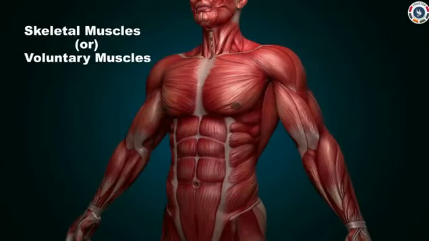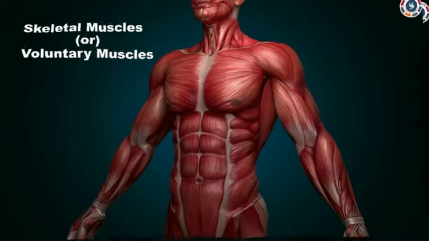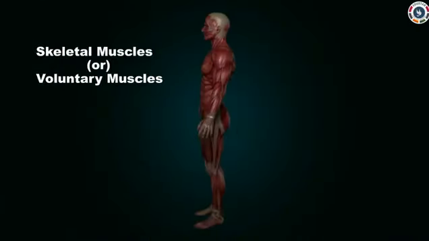Skeletal muscles or voluntary muscles. What do we mean by voluntary muscles? The muscles that we can move and are under our control are known as voluntary muscles. It is the only voluntary muscle tissue that can be controlled in a conscious condition. The skeletal muscle is responsible for moving the body parts that are connected to the bone.